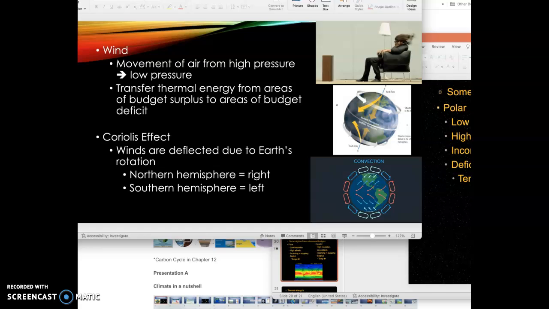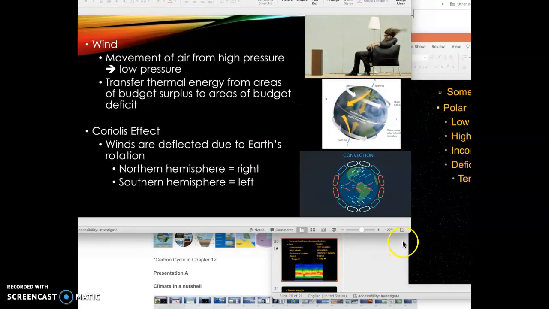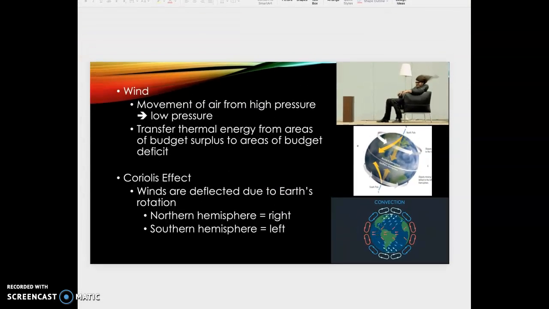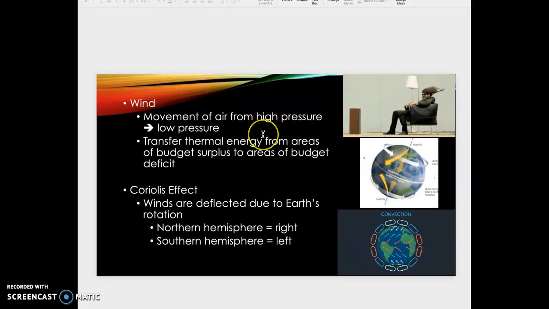Okay, so what's wind? Movement of air from an area of high pressure to low pressure. Yeah. Okay, so windy. And what's great about that is if it's really cold in one area, the warm air from a different area can flow and heat it up. Okay, so budget surplus means it's nice and warm, to budget deficit, so it's nice, it's cold, right? Depends whether you like it hot or cold. Okay, so air flows around, makes wind.